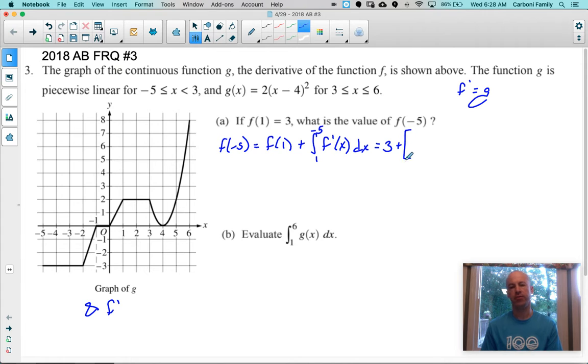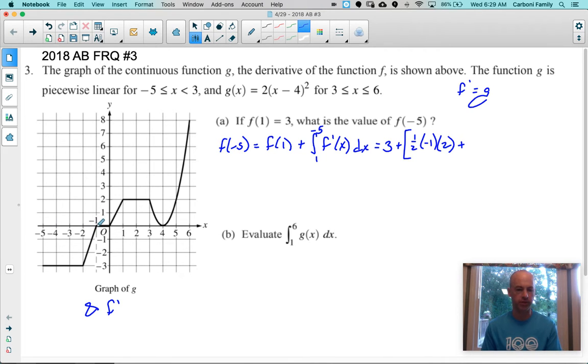plus, and then for these areas, from 1 to 0, that's a triangle. The base of that triangle, I'm going from right to left. So the area of that triangle, I'm going to say that the base is negative 1 because I'm going from 1 to 0, and that will account for the negative area. And then the height is 2. And then we have nothing from 0 to negative 1.